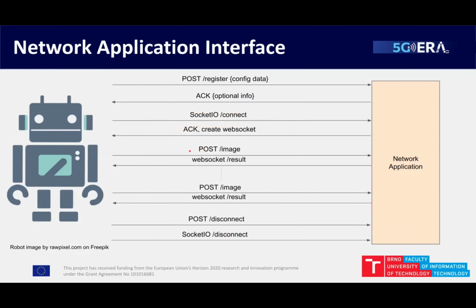After that, the robot can start sending some data with different data channels, which I will show you on the next slide, and it can receive the results using the WebSocket. Once the robot does not need the network application anymore, it can call the disconnect endpoint, and it will also disconnect the WebSockets.